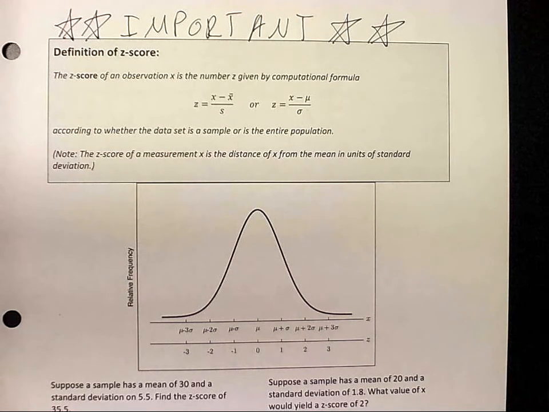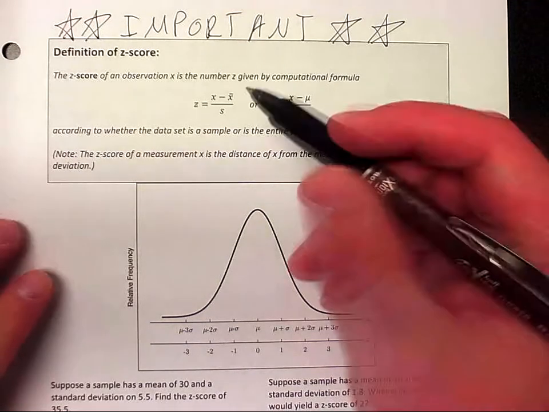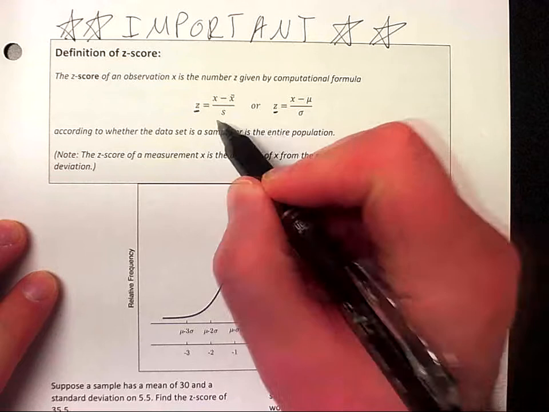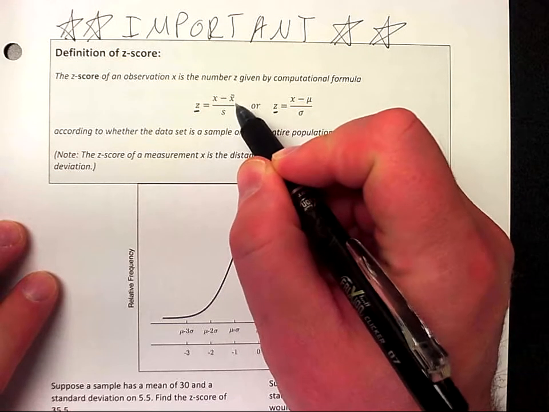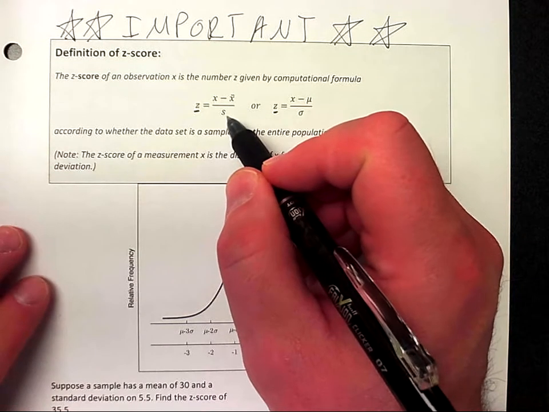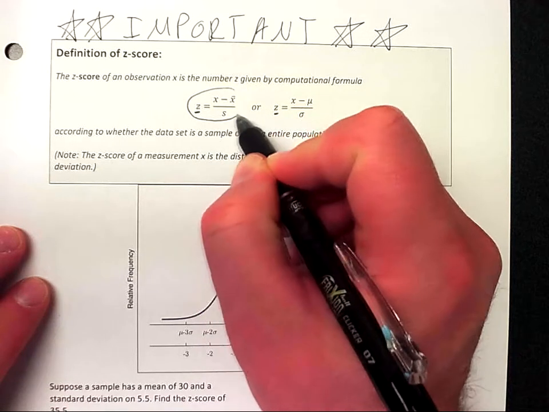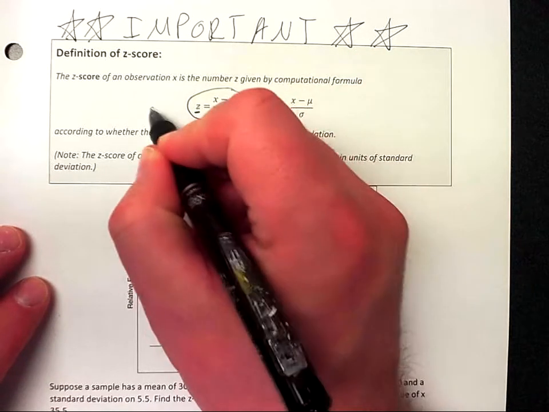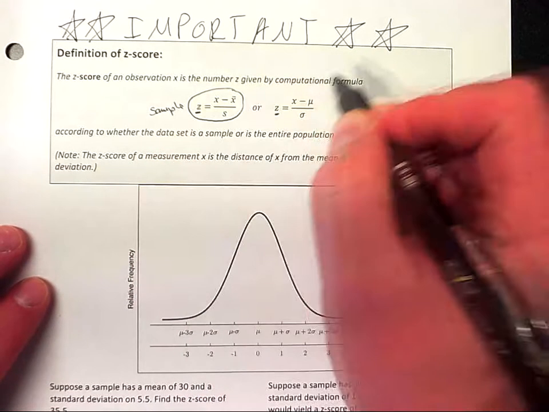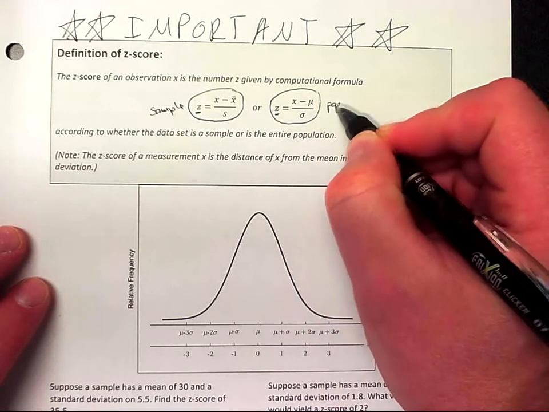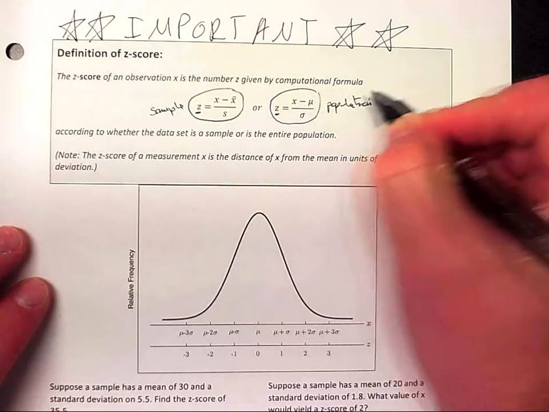So z-scores or z-values are extremely, extremely, extremely important. Right now what we have is two formulas to calculate z-scores. This one right here includes x bar and s. So this is our z formula for what? These are for sample. This one is for sample. And over here we have mu and sigma in it, so therefore this over here is for populations.